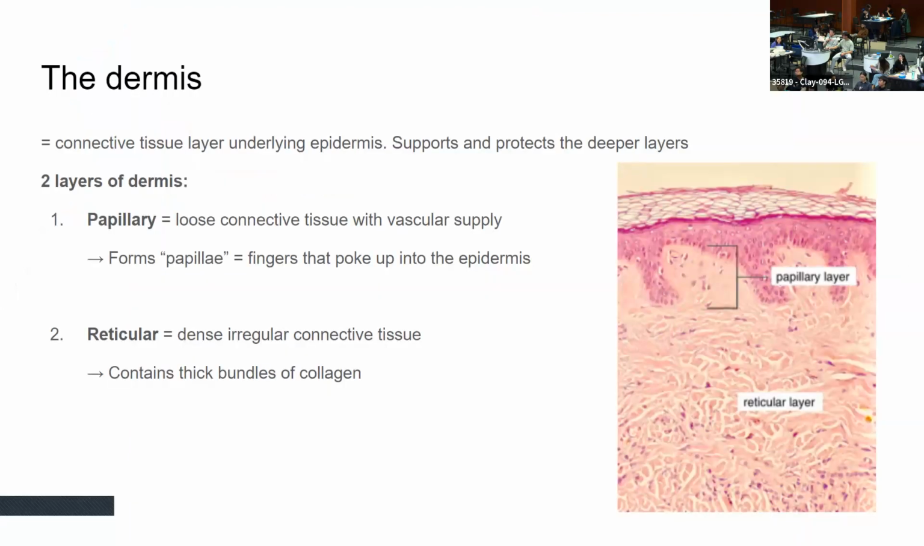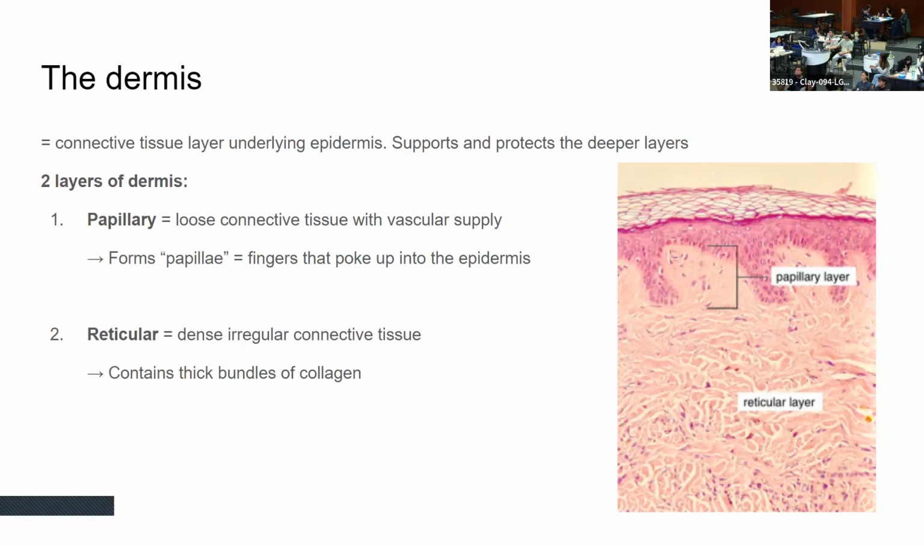Now, your dermis. So your dermis is the connective tissue that is directly underneath the epidermis, and it's there to support and protect the deeper layers. Now, when we look at the dermis, we have 2 different layers of it. The first one being papillary, and that is your loose connective tissue that has vascular supply.